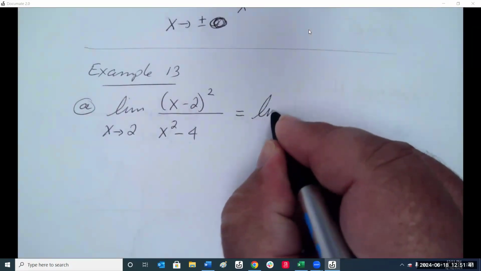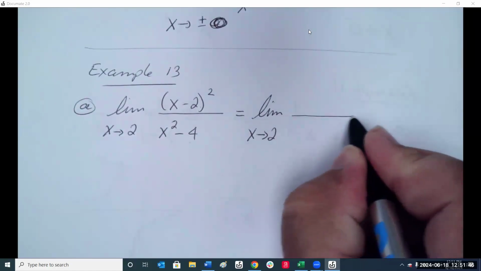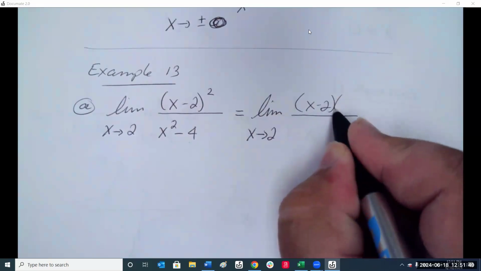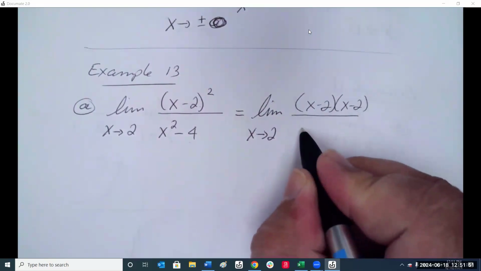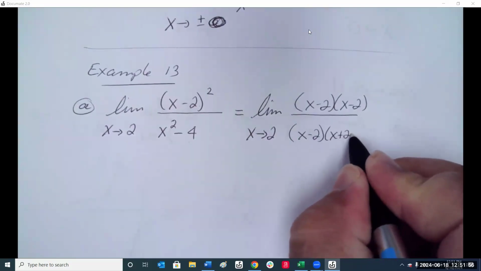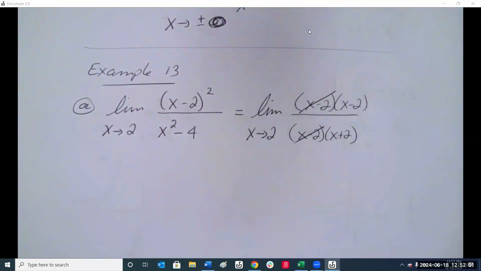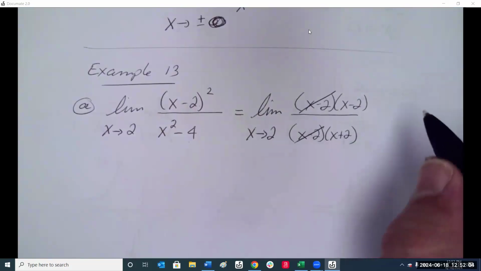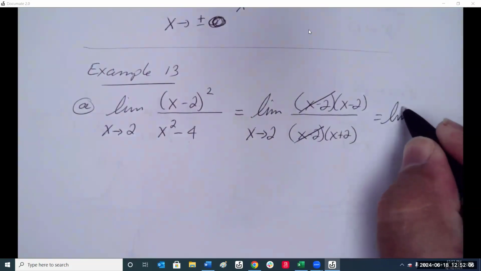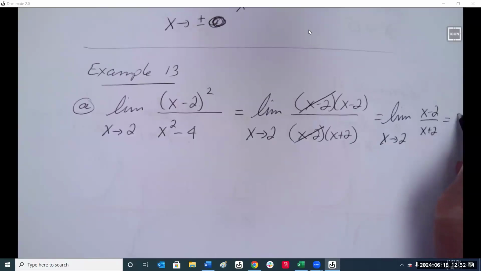Then something can factor out. So the top is x minus 2 times x minus 2. The bottom is a difference of 2 squares, x minus 2, x plus 2. Those cancel. Then the limit as x approaches 2 of x minus 2 over x plus 2 becomes 0 over 4, which is 0.